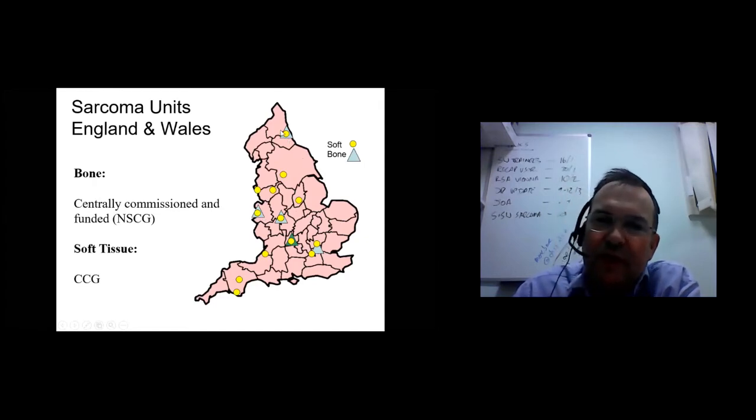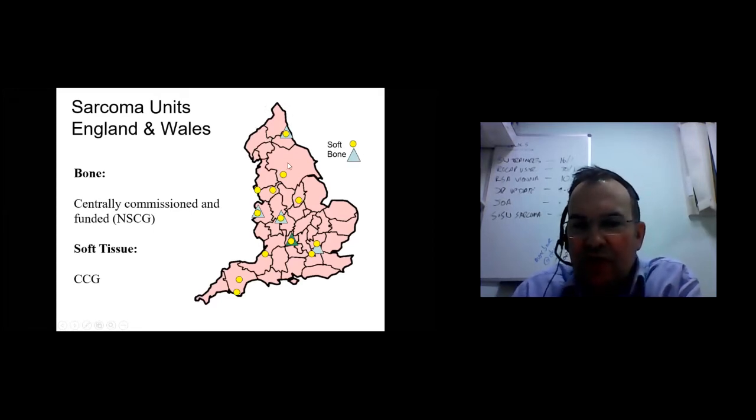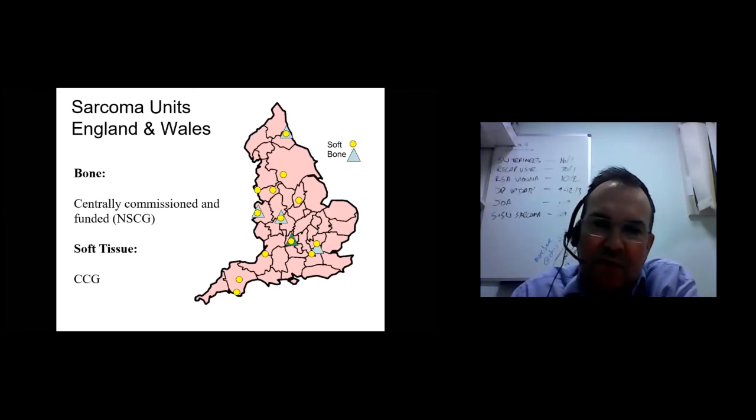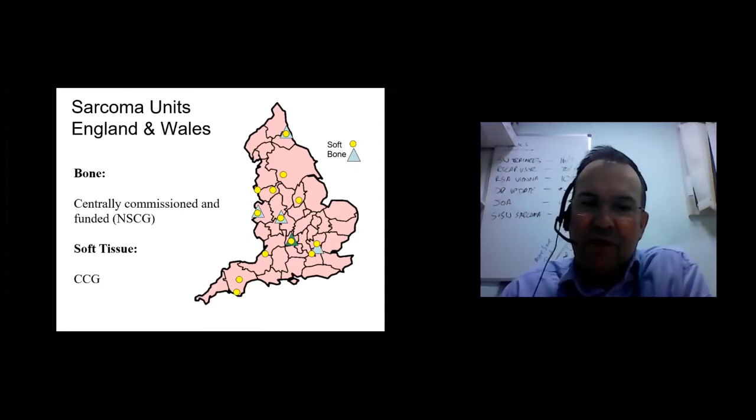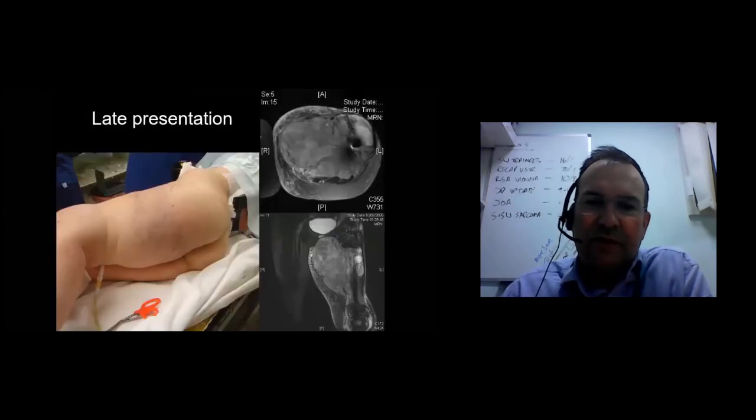Then there are 2 units up in Scotland, in Glasgow and Edinburgh, and no primary bone tumor units in Wales, so they refer across either to us or largely to Birmingham. The yellow dots are the soft tissue centres. As you can see, many more of those, and just be aware of where you would refer and how you'd get hold of those units.